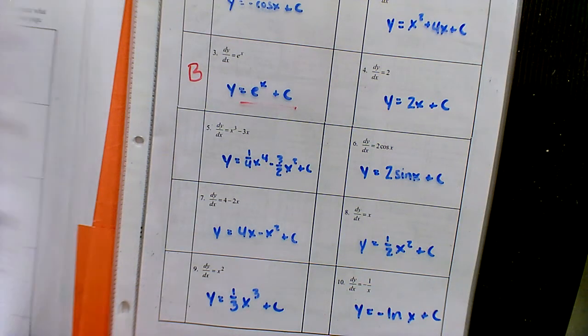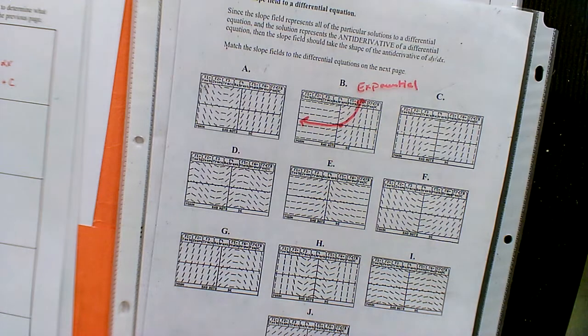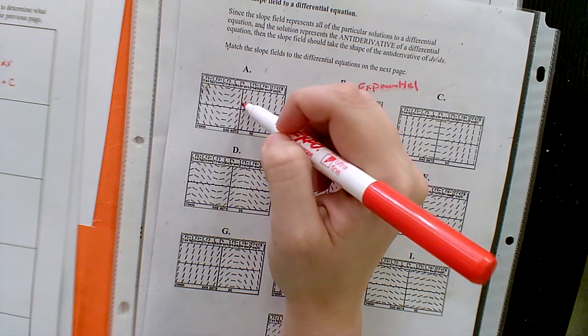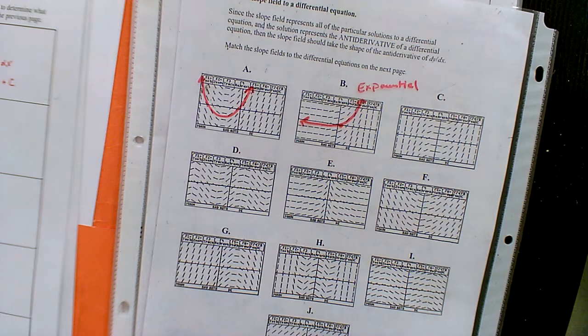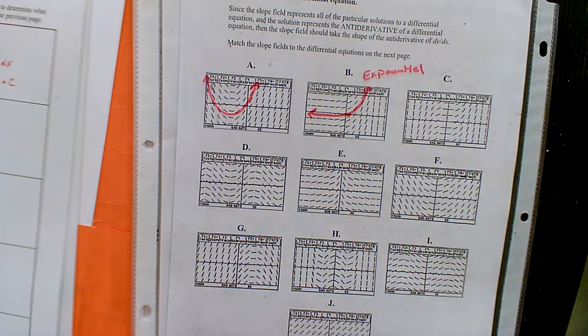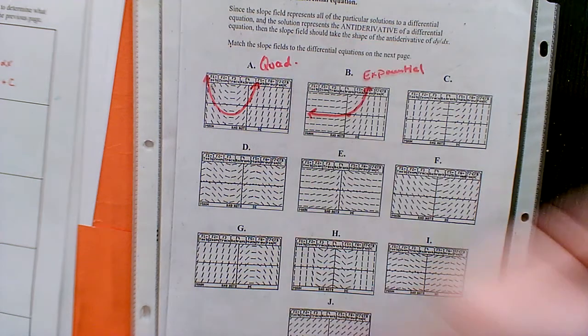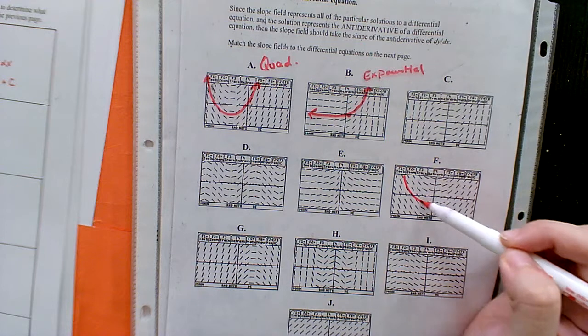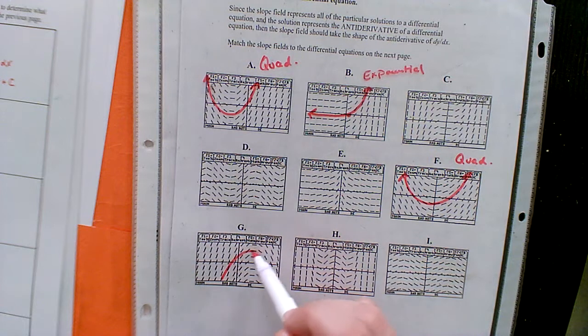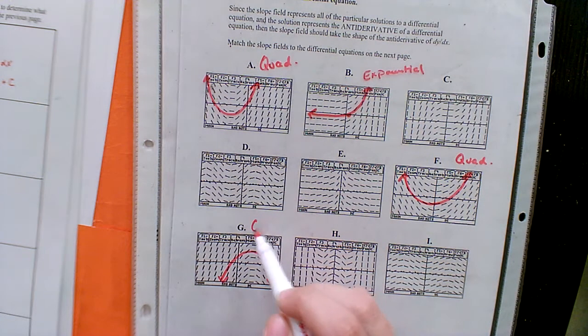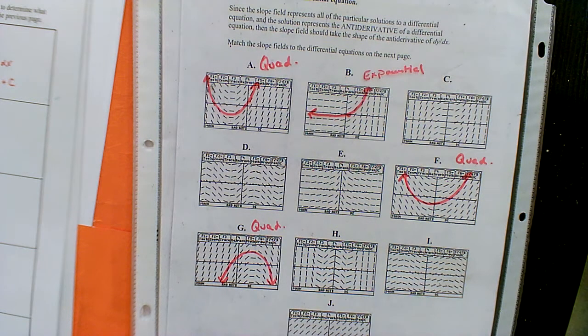A is quadratic. Okay, so let's take a look at the graph. If you were to pick a point and follow the slopes, probably looks something like that. Are there any other quadratic looking ones on the graphs? F is another one. Yep, if you pick a point and follow it, you'd get that parabola shape. So that's another quadratic. And G, yep, but G is an upside down parabola. So it looks like we have 3 quadratic looking slope field graphs.